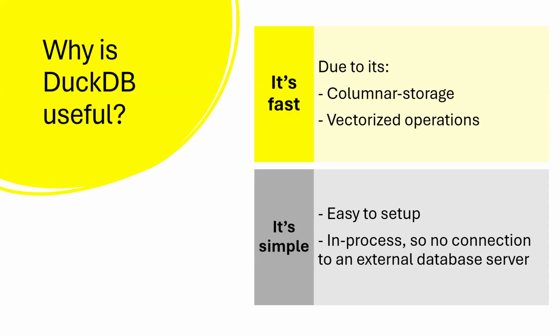But maybe more importantly, why is DuckDB useful? Really two things. It's fast and it's simple to use. It's fast because it stores data in a columnar format. So data is stored in columns rather than row by row. That way, when you retrieve data, you're retrieving just the columns you need, and it can optimize getting that data a little bit faster.